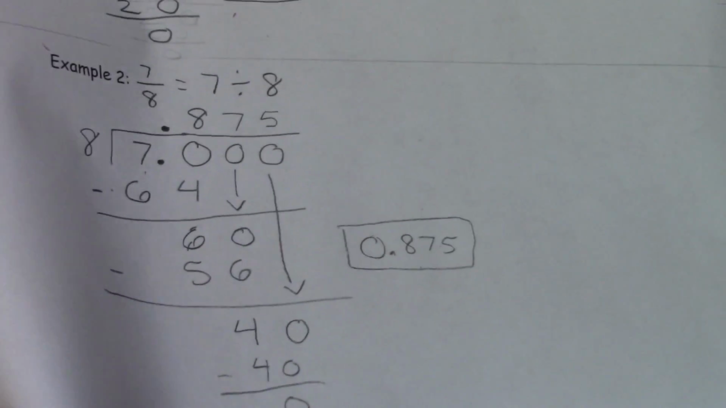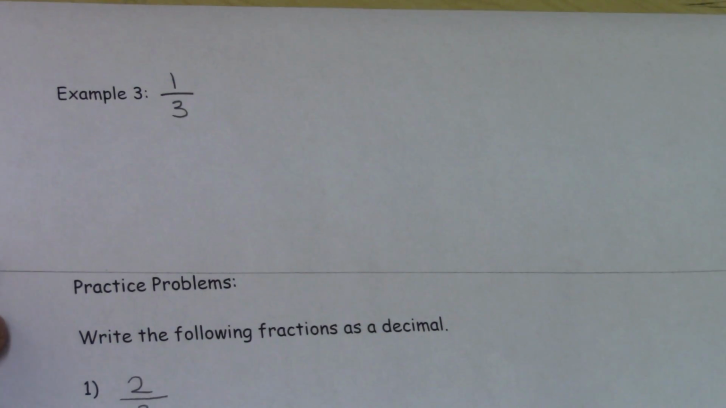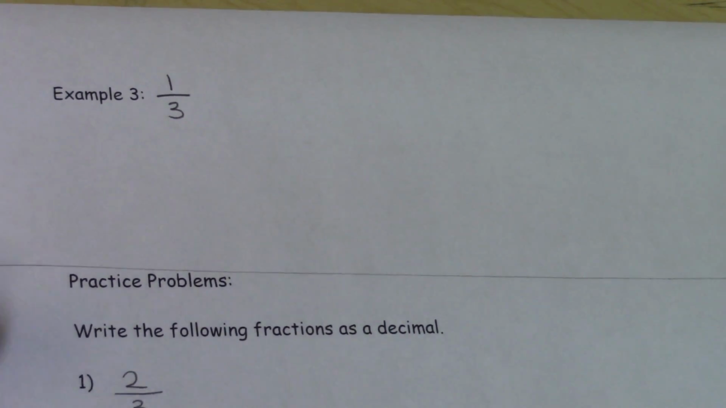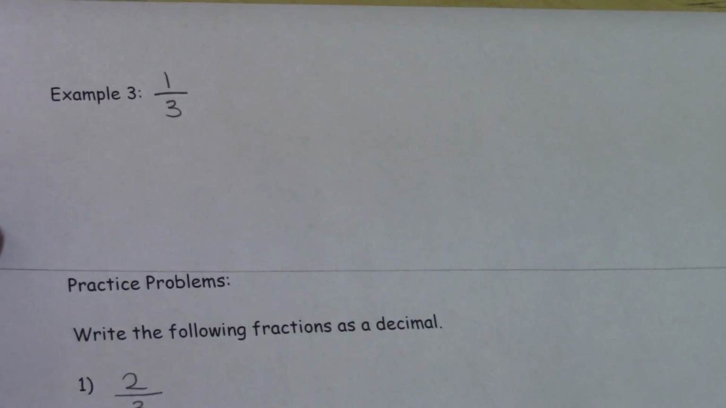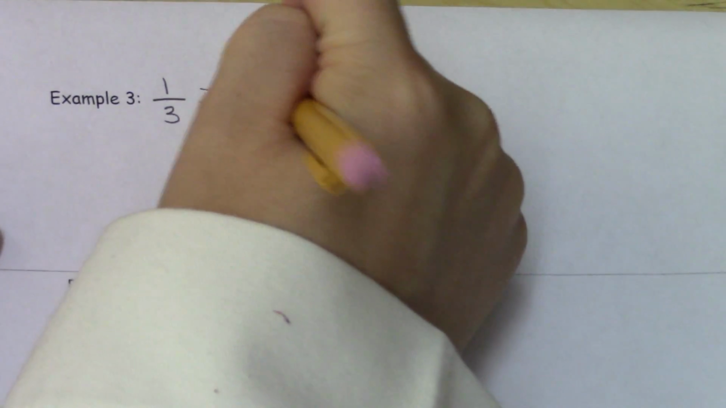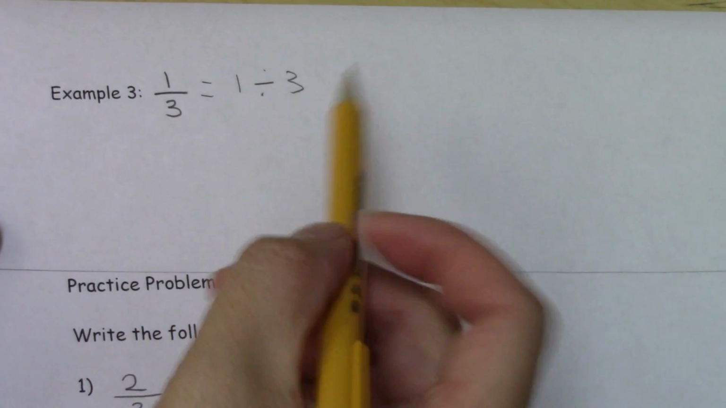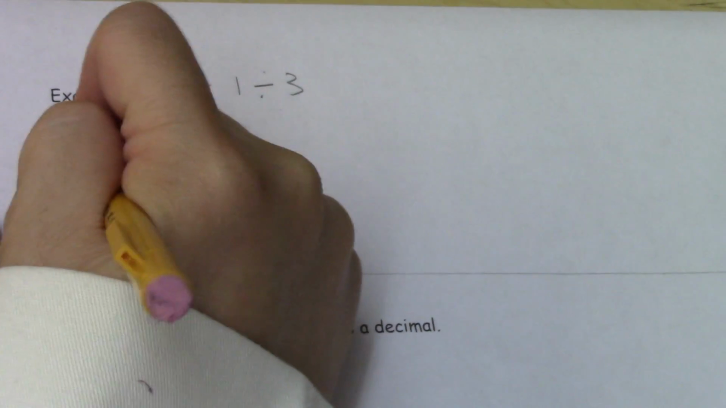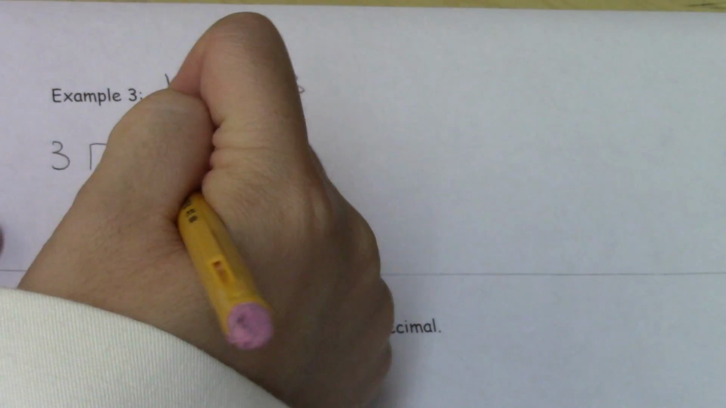Let's try another example. All right, now we have 1/3. This one's a little different. For this one, you probably already know this, but you're actually going to end up getting a repeating decimal, okay? So now, once again, 1/3 is the same as 1 divided over 3. You don't have to write this step, but it helps me to see that this is the same as this. So I'm going to do, so 1, the numerator goes on the inside, and the 3 goes on the outside.